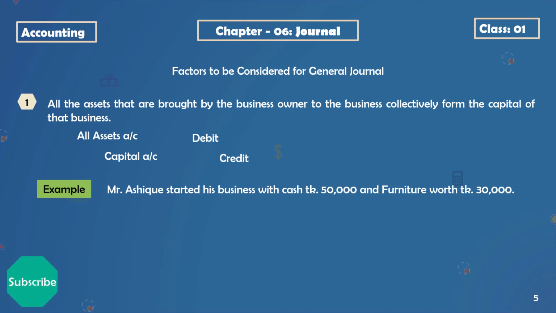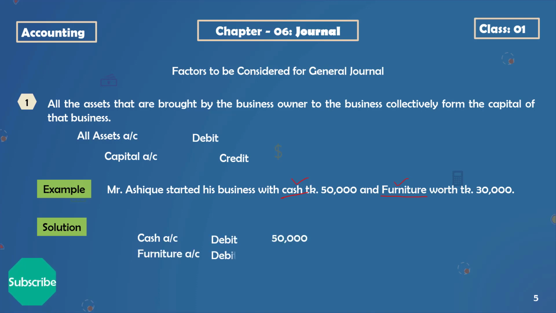So here you can see Mr. Ashik started business with cash. So this is an asset and the other asset is the furniture. So these two collectively will form the capital of his business. So he brought two types of assets, one is cash and the other is furniture, and the third account will be capital. So let's see the solution.